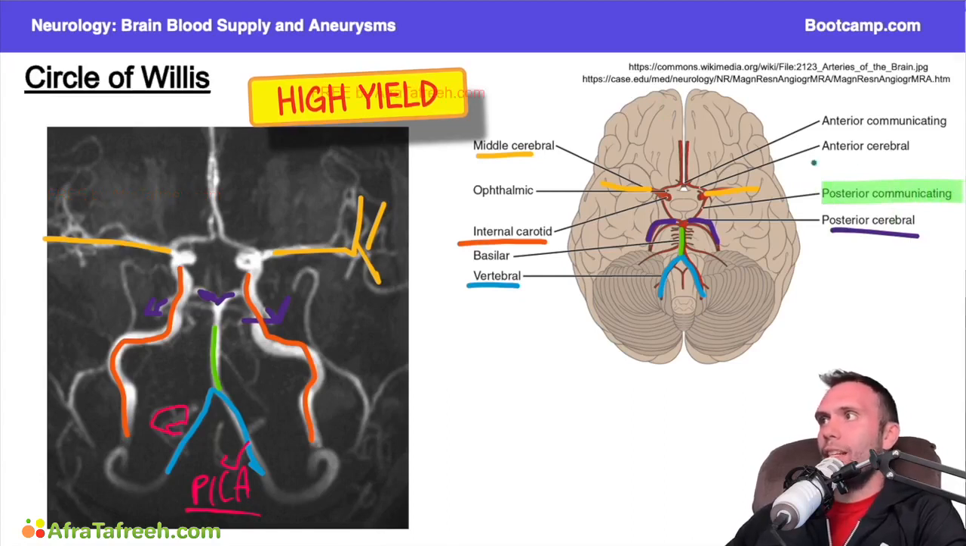And then the anterior cerebral artery. It's kind of hard to see here the way that this arrow is pointing, but it's essentially like this. So that's the anterior cerebral artery. It's kind of going anteriorly here.